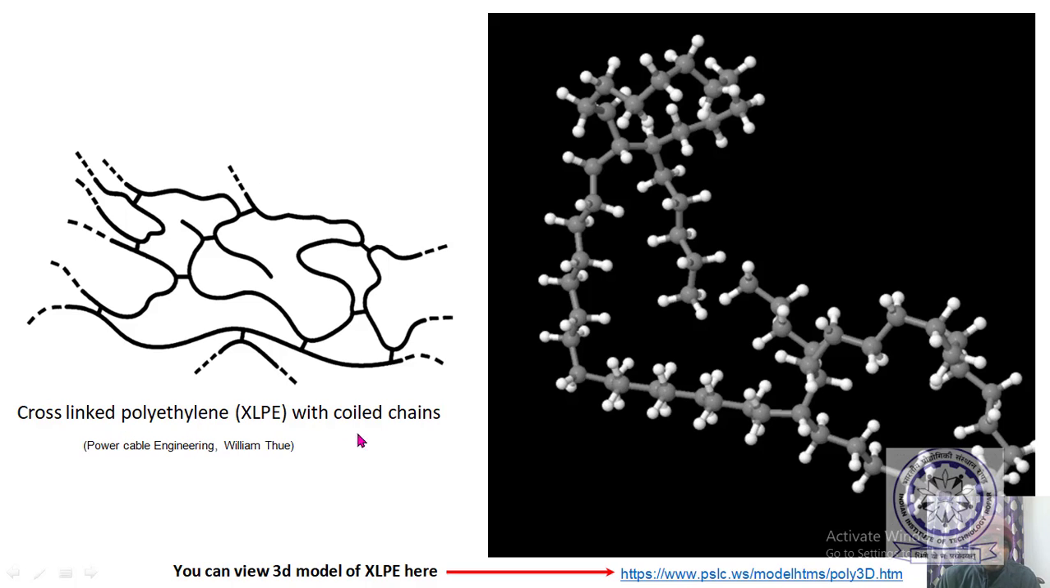Now, cross-linked polyethylene with coiled chains. You can see here with coiled chains also there are cross-links formed. In the previous figure we have seen linear chains only. Now here coiled chains also cross-link like that. You can see the three-dimensional model in this link.